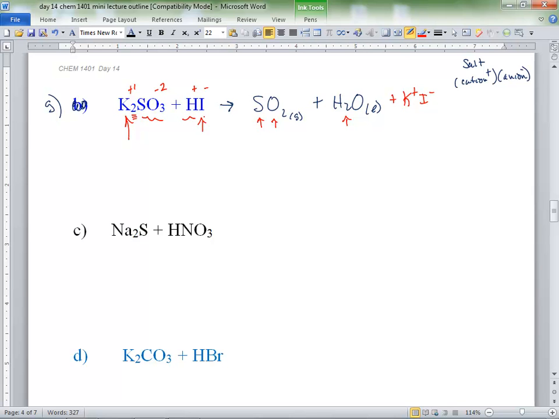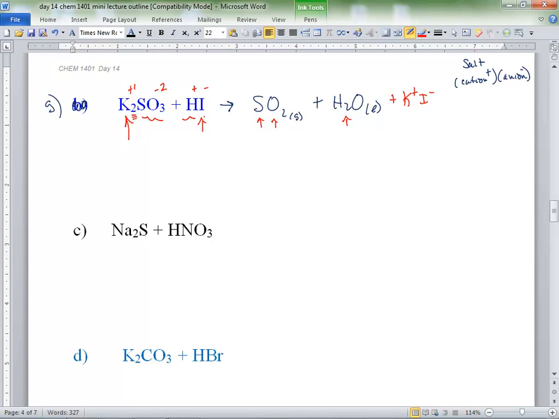So you know the sulfur and the oxygen and the hydrogen, they're reacting. So what did not react? Well, I don't see any potassium there, and I don't see any iodine there. So that's why we combined them. They had to go somewhere. So you got to write them somewhere. And you always write the cation first.